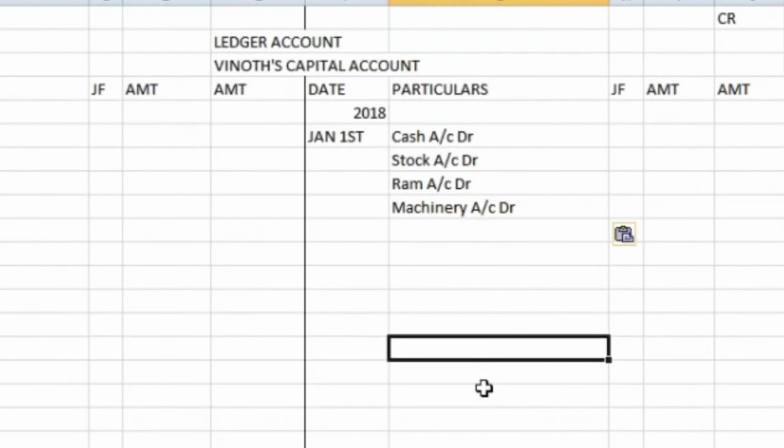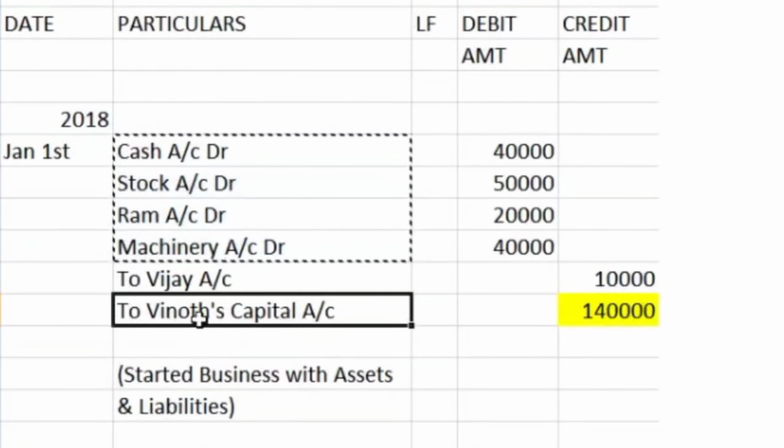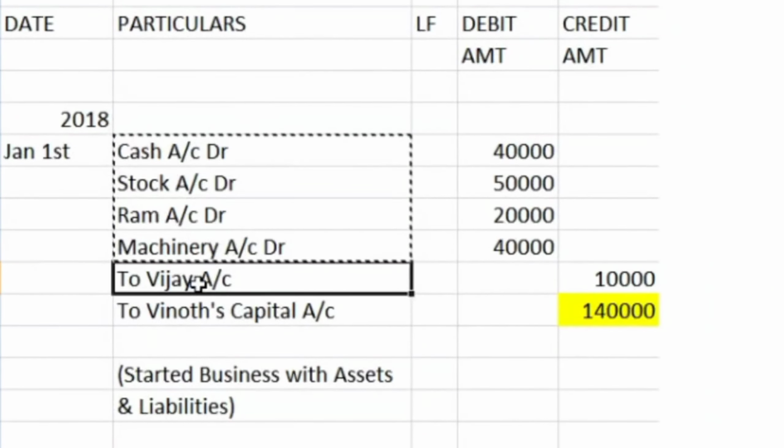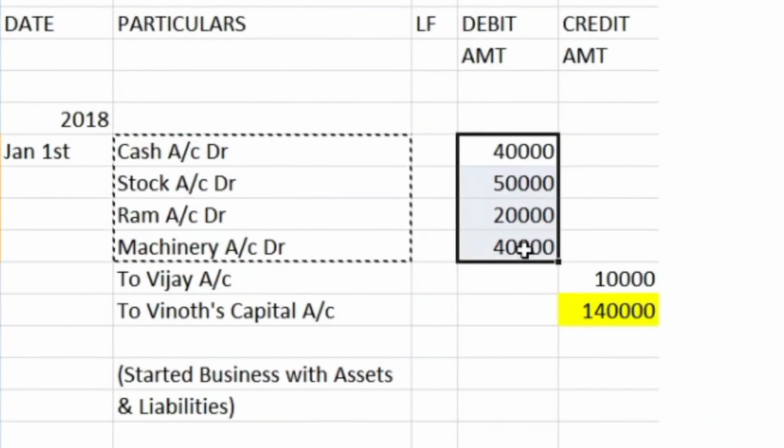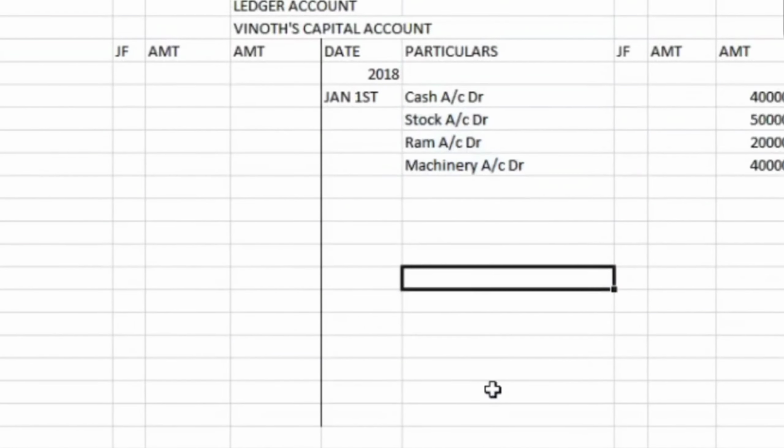On the credit, give the date as 2018. Here you can see that I have recorded the four accounts on the credit side of Vinod's capital account because Vinod's capital account in the journal entry was on the credit. So you must go to the credit side and record the opposite account's name. Now this, to Vijay account, will come on the debit side, since it's already there on the credit. But before that, let's record all the amounts for the credit entries which we recorded.